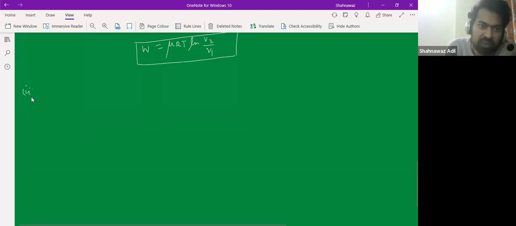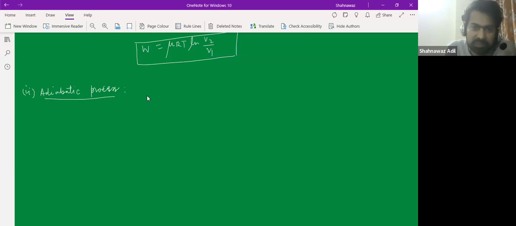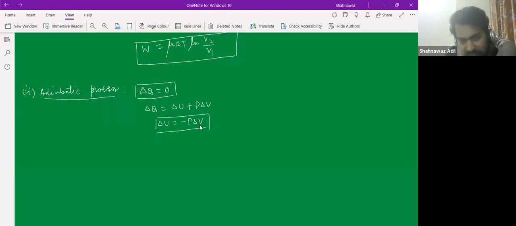In the next class, we'll talk about adiabatic process. But let us write the idea of what that adiabatic process would be. So in this one, heat will be zero, right? So change in heat is zero, which means that delta Q equals delta U plus delta W. So this is zero, which means that delta U is minus delta W. This would be the adiabatic process, right? And yeah, we'll also talk about work done in the adiabatic process.